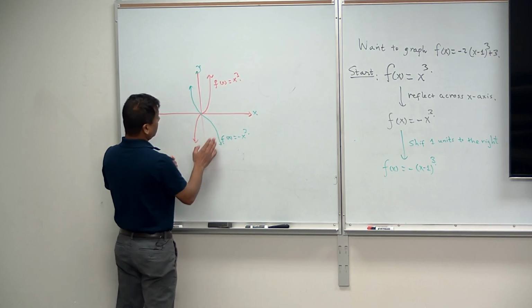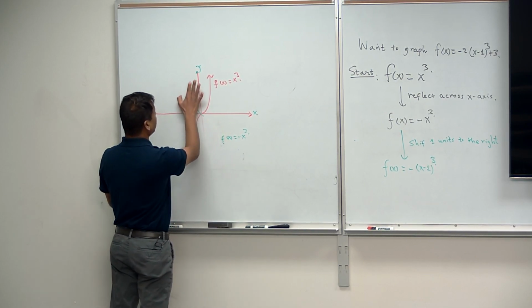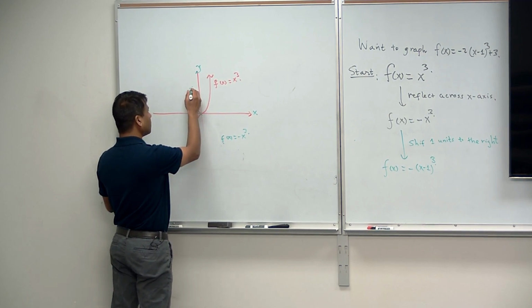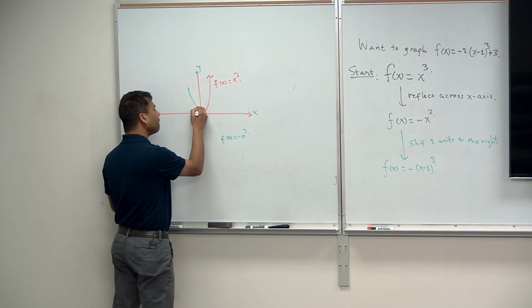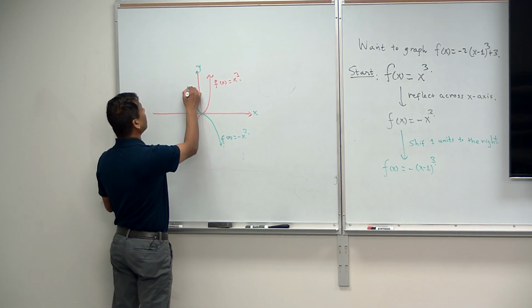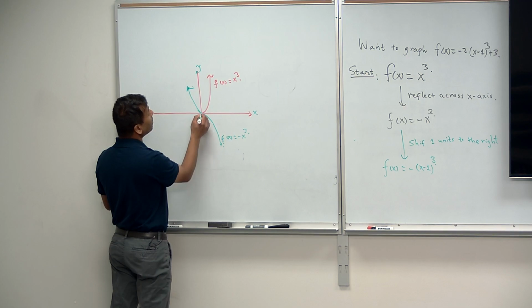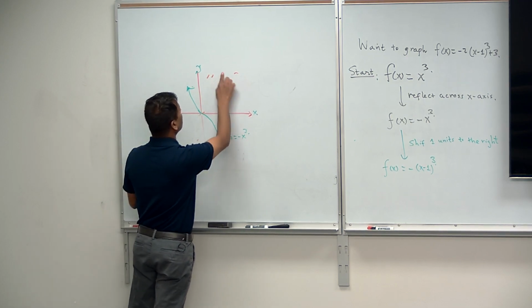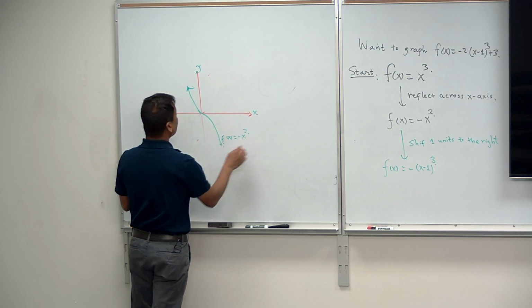So let me make it a little bit better. Okay, it looks good, but I'm not satisfied. Okay, hold on a second. Something like this. Okay, pretty much. So now you shift this, so we don't need this graph. This is the original f(x) equal to x cubed. And you shift this graph 1 unit to the right.